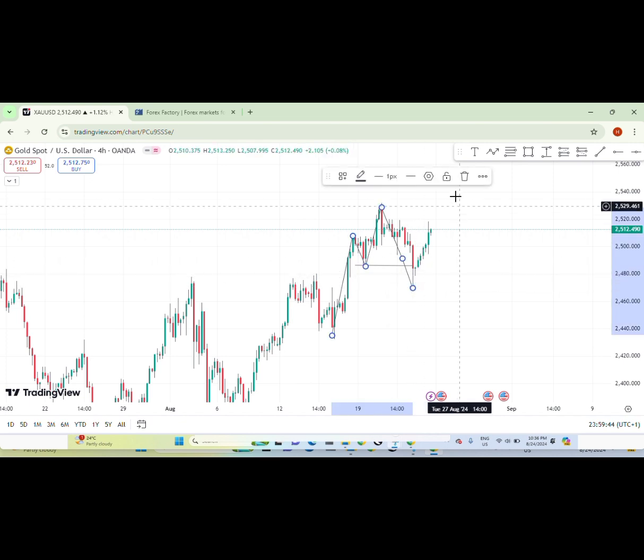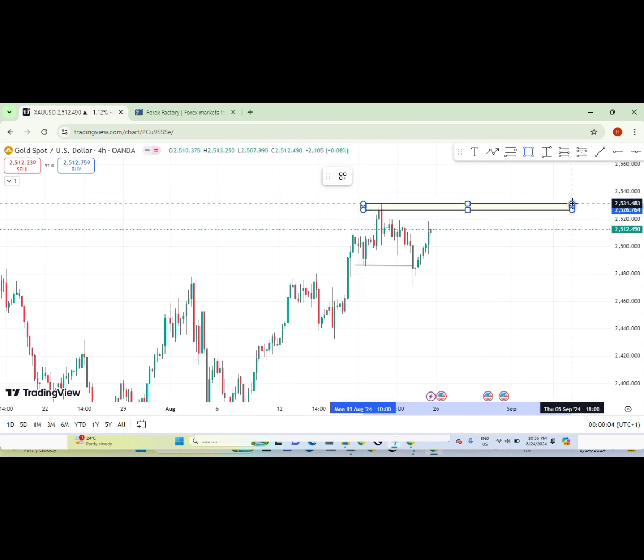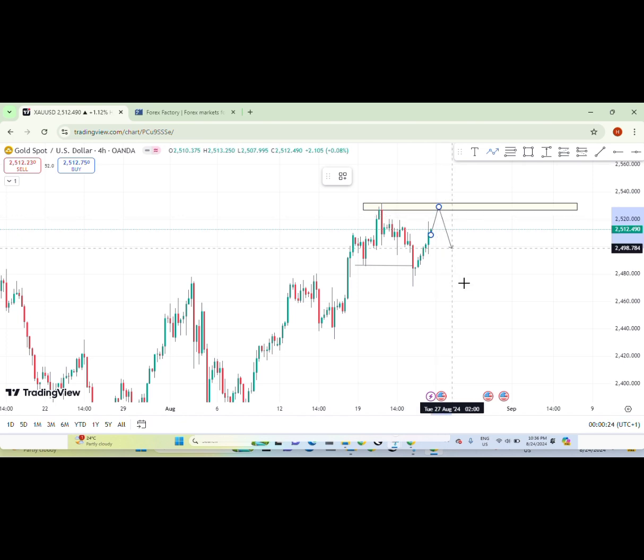So let me get rid of this. So I notice that gold has broken this structure here, giving us a downward direction over here. So now since it is a downward direction, I'll be looking for selling opportunities in the market. And now we have this key zone over here. We can identify a key zone over here. So now I'll be waiting for gold to tap into this particular zone here. And when gold taps into this zone here, what I'm going to do is that I'll move to the 1 hour time frame and look for selling confirming candlesticks, then sell gold.